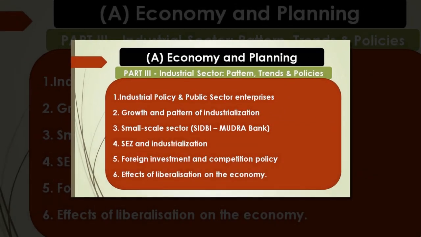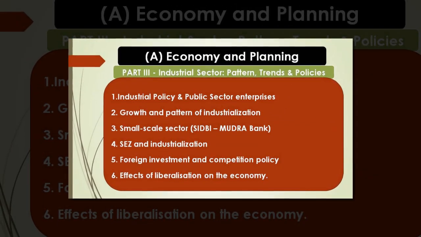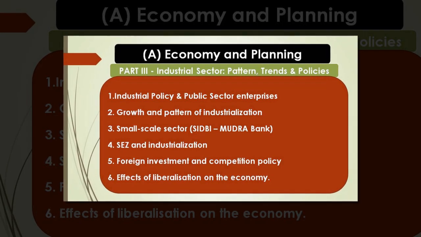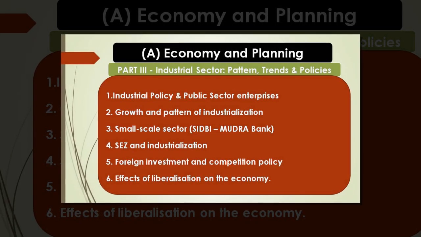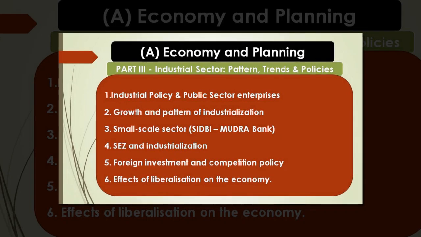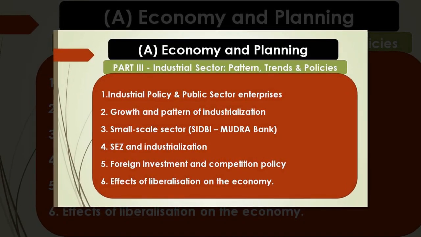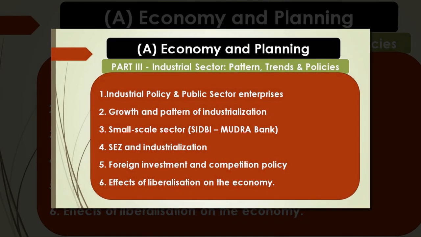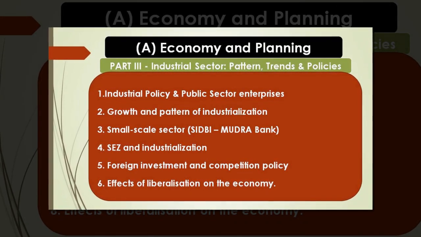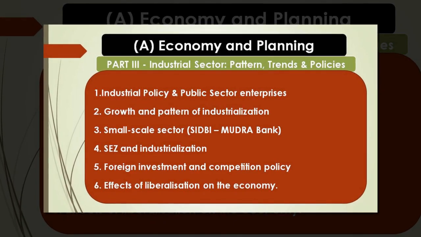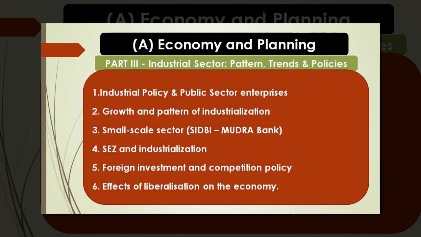Okay, then Part 3, industrial sector, pattern, trends and policies. Yes, of course, we have 6 broad areas under Part 3. First one, industrial policy. Industrial Policy Resolution of April 6th, 1948, and the second one published in 1956, third one 1977, and fourth one 1980.